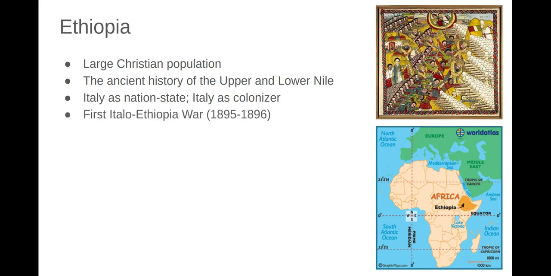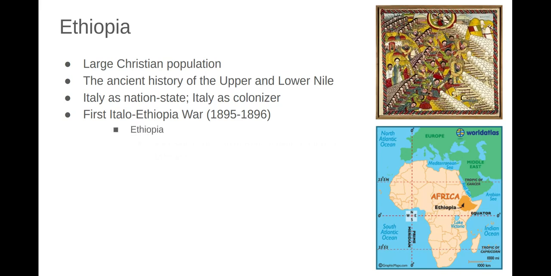So early on, after Italian unification, Italy starts to look for colonies as well. They go to the coast of what is today Libya. They take over some areas there, and then they start to look at Ethiopia.